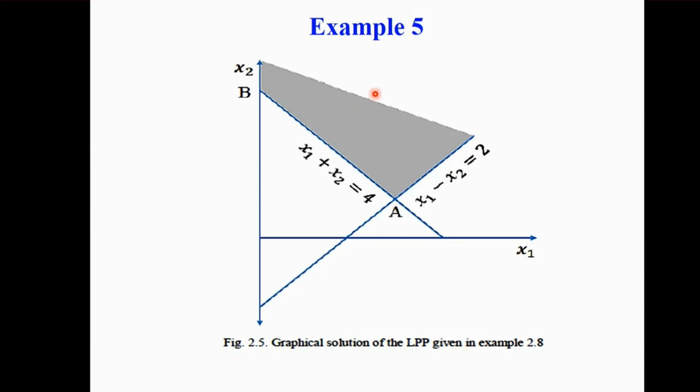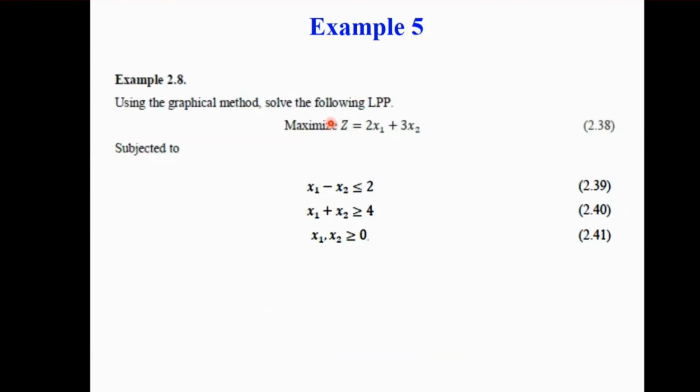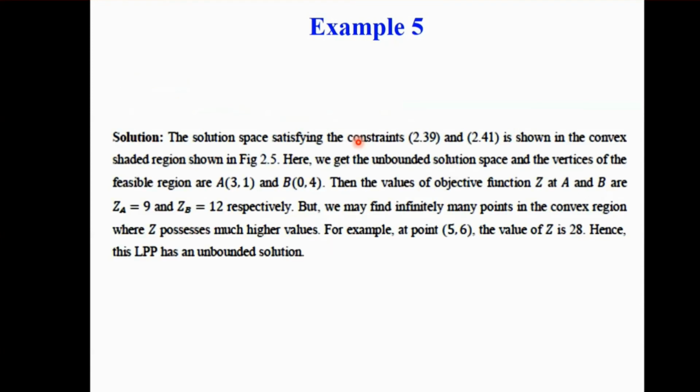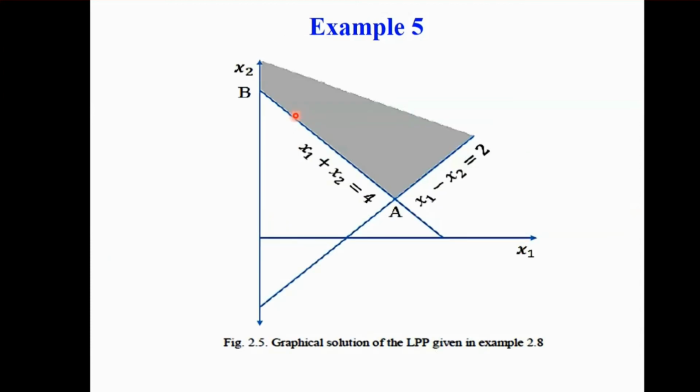So in this case, what are we finding? We are finding the maximum, which means we will get an unbounded solution, because you can see at B and A you will get some solution, but that is not the maximum. If you see all other points in this region, the value will be more. More and more you will get as you go up and up.